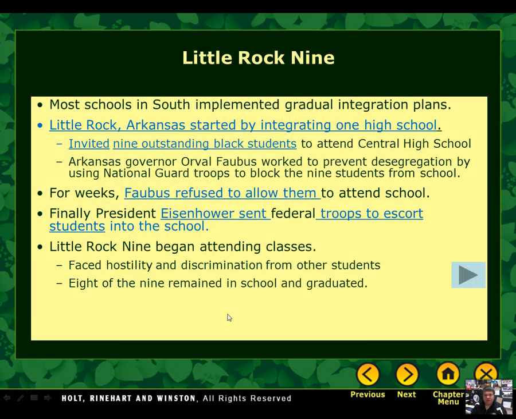Now we're going to fast forward 3 years to Little Rock, Arkansas. Little Rock did not want to integrate their schools all at once. They decided to integrate slowly, one school at a time, and the one school they chose to integrate was Central High School in Little Rock. They invited 9 outstanding black students to be the 9 students who would enter this school. The governor of Arkansas prevented these students from entering the school. He refused to allow them to attend. Eventually, President Eisenhower gets involved and sends federal troops to escort the students to school.